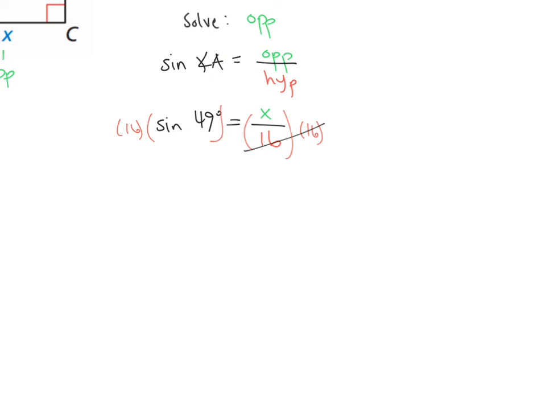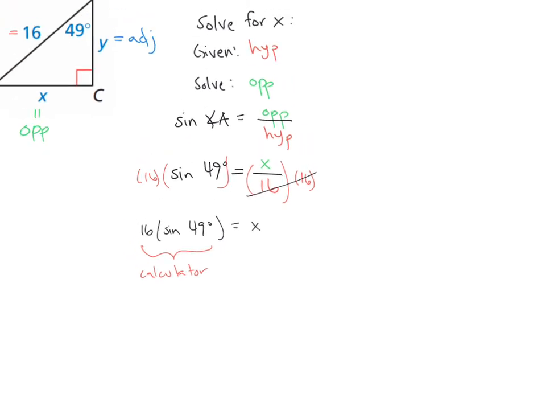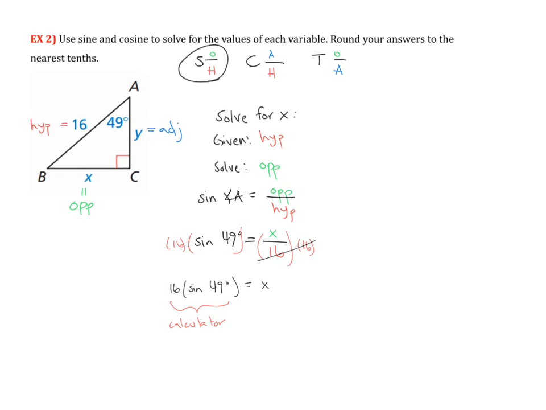So my 16s on the right side will cancel out, and on the left side I have 16 times sine of 49 degrees is equal to x. This part here is what we will put into a calculator, and I'll show you that in just a little bit. But let's call it for right there. And then we're now going to solve for y.